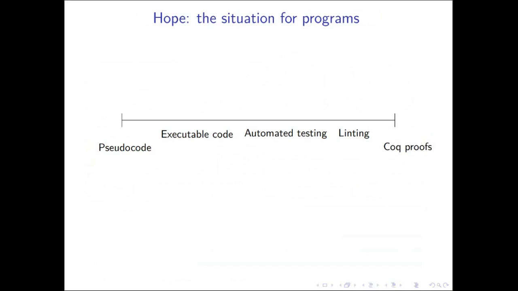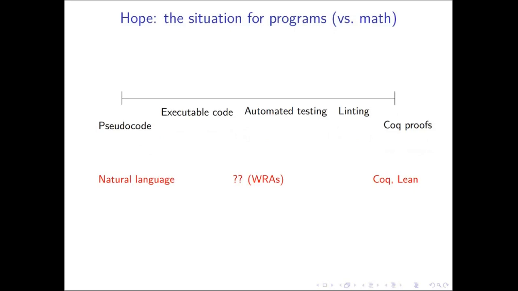Cool. So in programs, we've got all this great stuff: executable code, automated testing, linting, et cetera. It doesn't give us perfect guarantees, but it's better than pseudocode, right? I think 0 to 1 is the name of the game. But in math, for the tools we make for mathematicians, they've got natural language. They can write it down in LaTeX. They've got Coq, Lean, et cetera. And then what's in the middle? So this question of what's in the middle is what this survey was trying to call out.